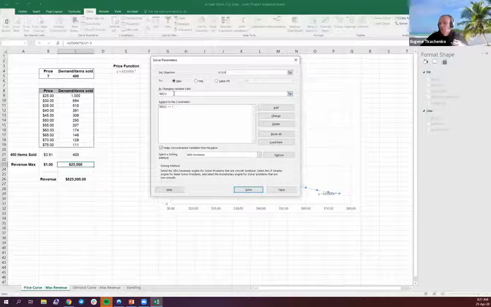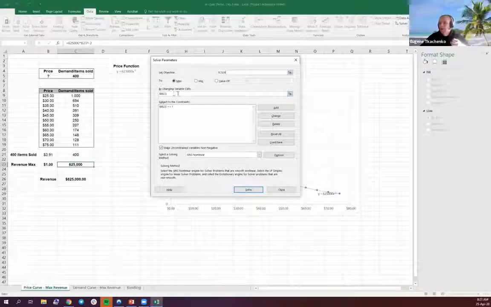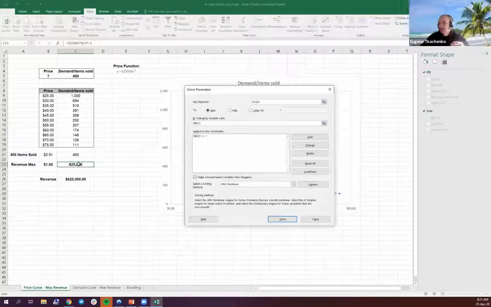We are flexible with our prices, so we are changing variable cells to our price, which would be B23. And then we need to add certain constraints. In this case, the constraint is basically our price, the lowest range we are willing to take.